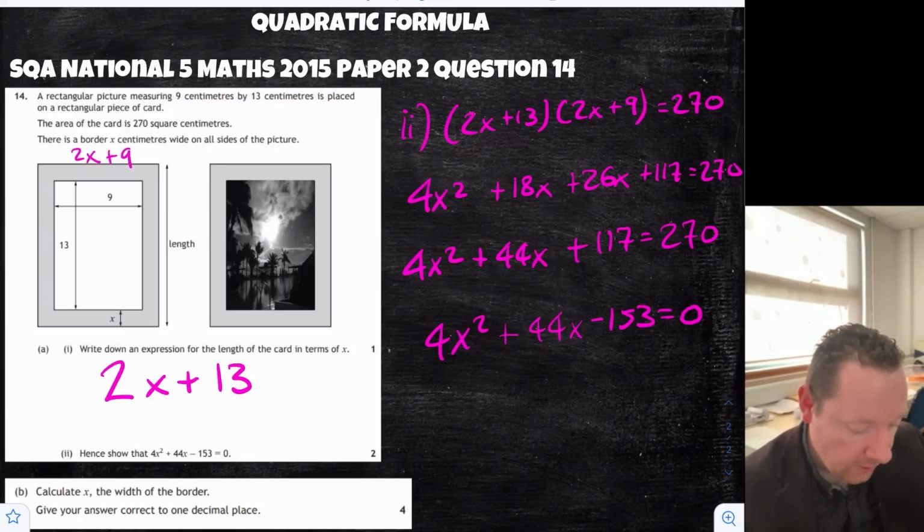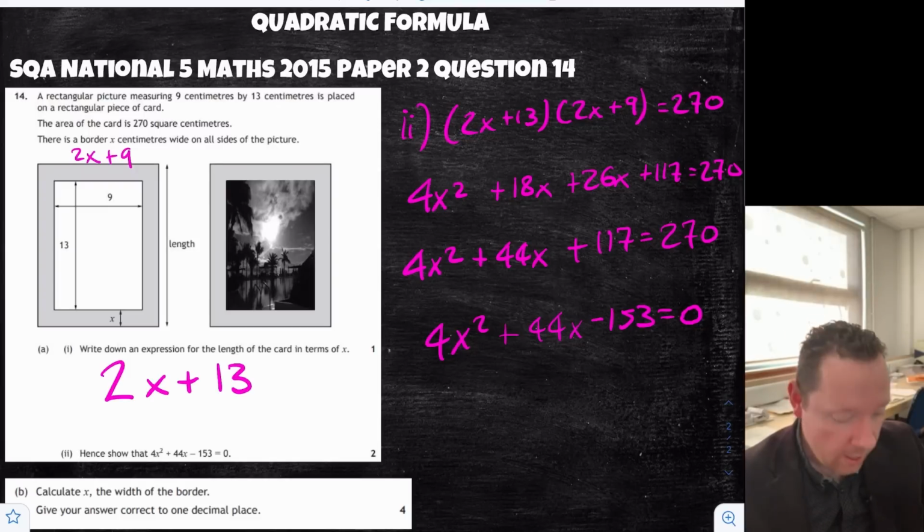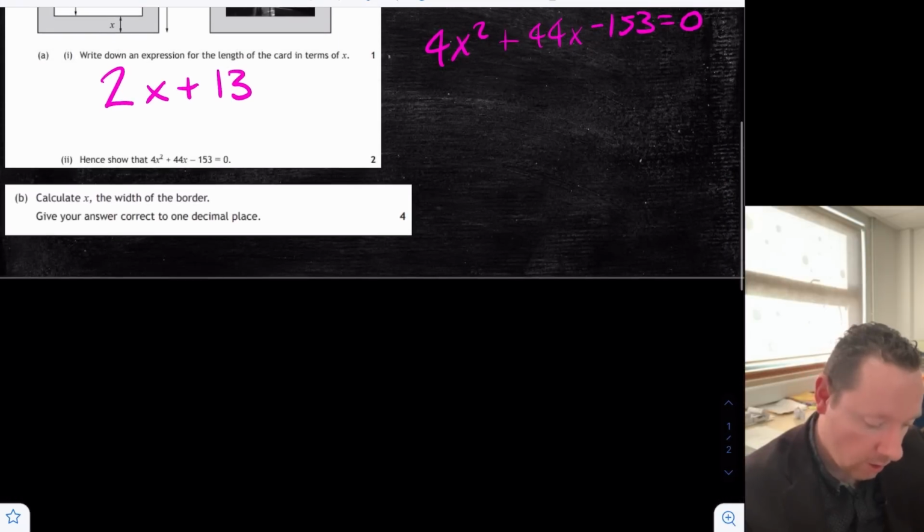Then part B says calculate x, the width for the border. Well, we have now got a quadratic equation that we can solve. And even if you couldn't do part 2 for 2 marks, you can still go ahead and do this because they give you the equation. It's a calculator paper, so it's a quadratic formula question. So let's start working on that.